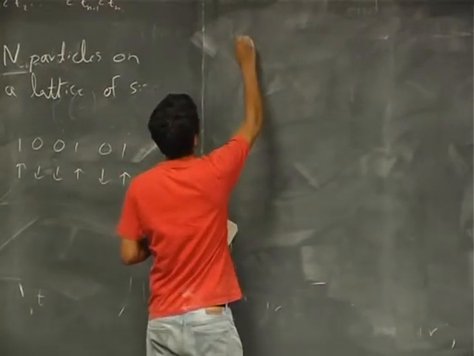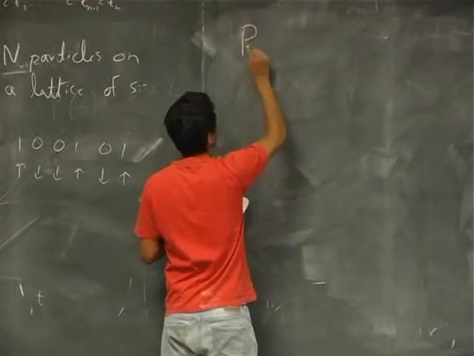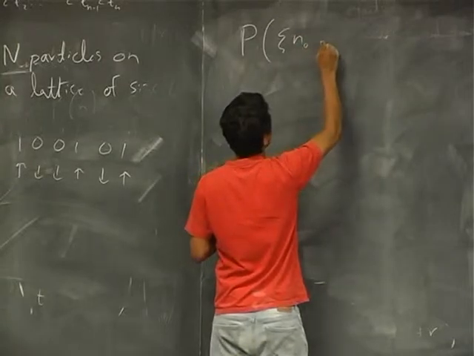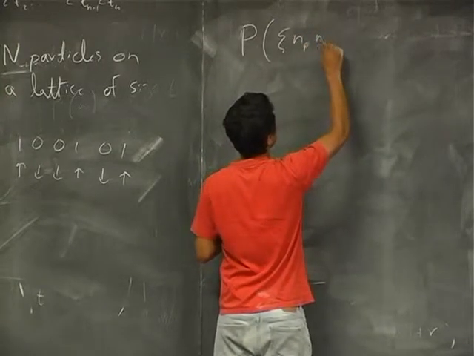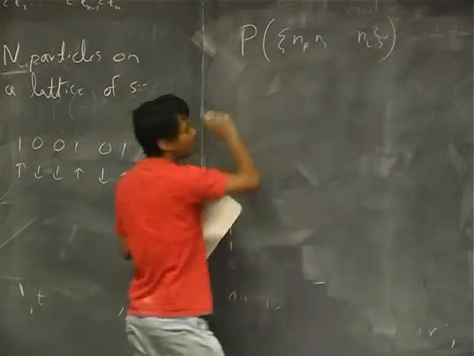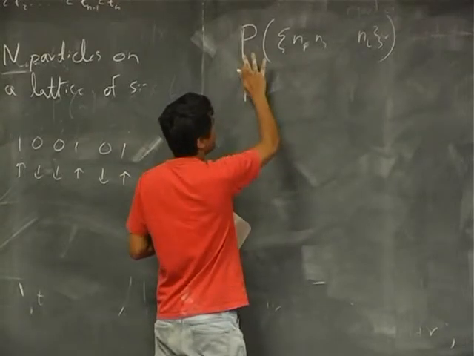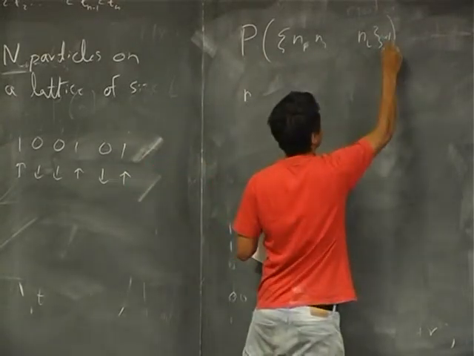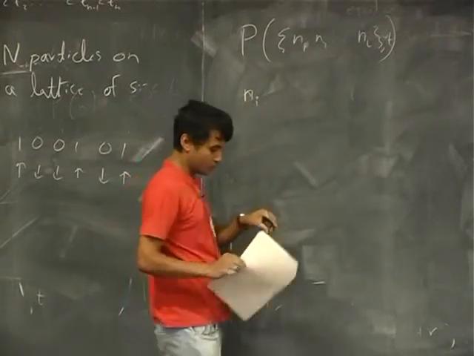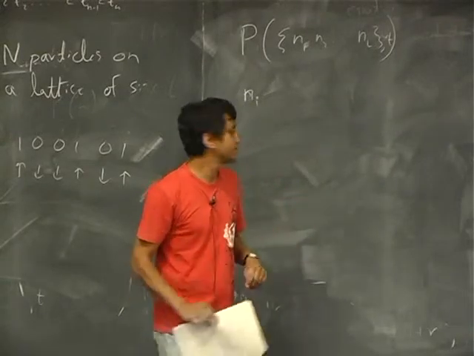Okay, so what do moments mean? In this configuration space, we have the distribution for n1, n2, up to nL. For each configuration, we have some probability, and this whole probability distribution is evolving in time in some way. Now we can define moments. For example, if I just want to look at a given site, what is the average number of particles, and how does it evolve with time?